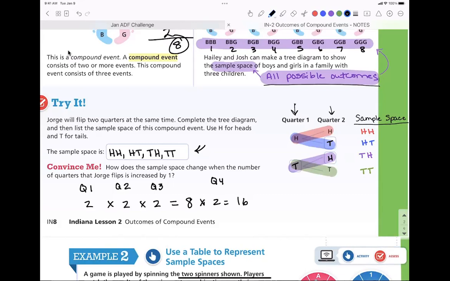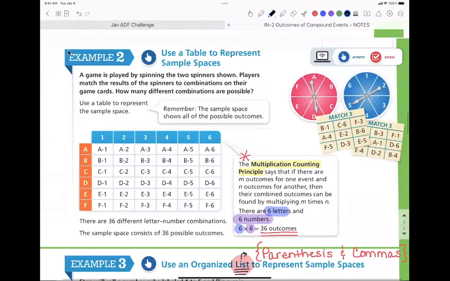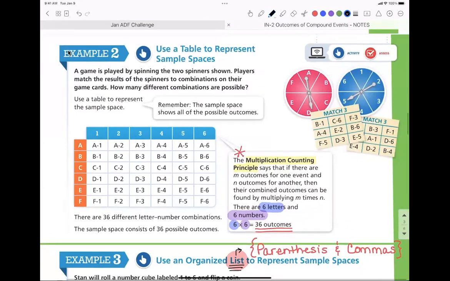To use the math option or that multiplication principle, you take the possible outcomes of event 1 times the possible outcomes of event 2. And if there's a third event, times the possible outcomes of event 3. All right. Okay. Not going to spend a whole lot of time on example 2 because quite honestly, we've already talked about everything here. It says a game is played spinning 2 spinners. Players match the results of the spinners to combinations on their game cards. How many different combinations are possible?